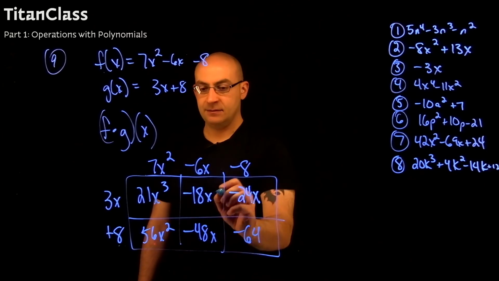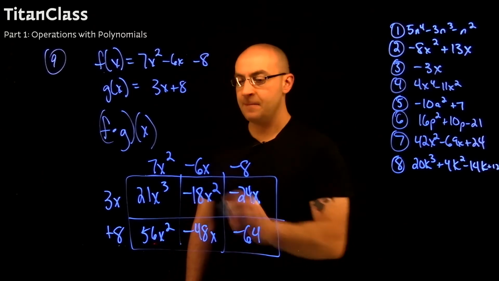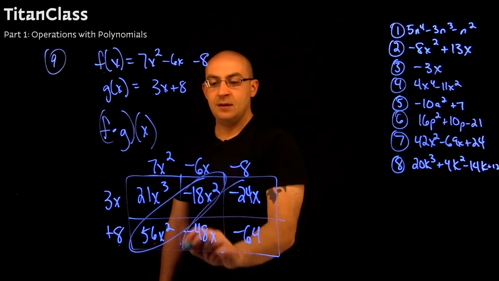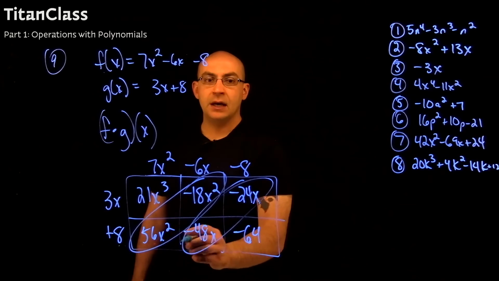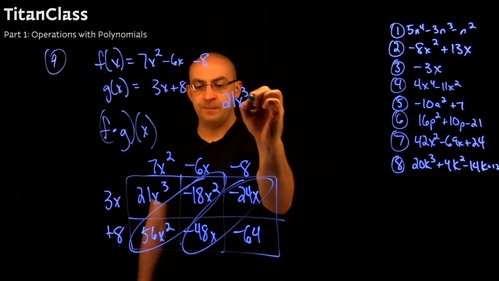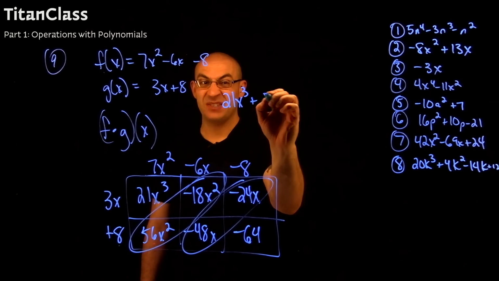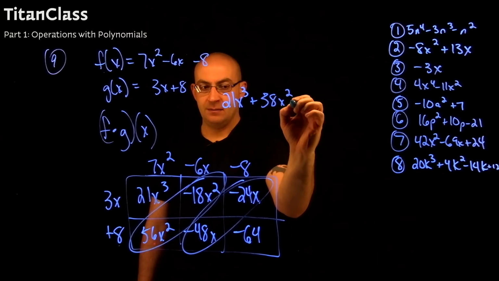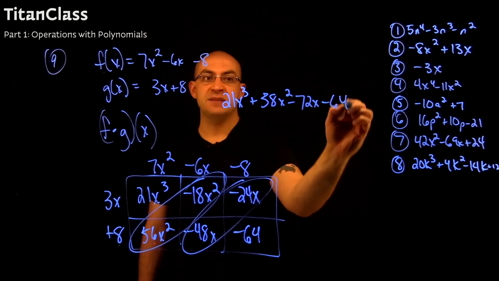And again, I made that same mistake twice with the 2. Believe that? Whew. My diagonals should always combine if they're set up correctly. So I have a 21x to the third plus, oh boy, 38x squared minus 72x, these are big numbers, minus 64, that's my final answer.